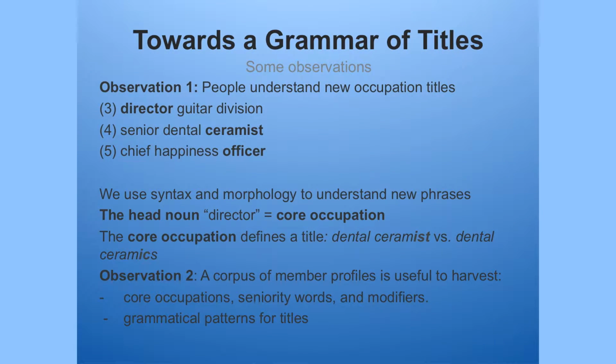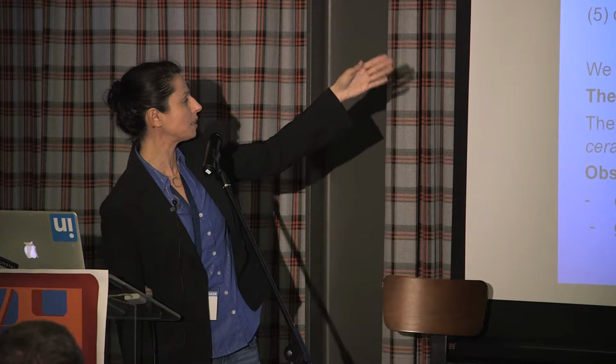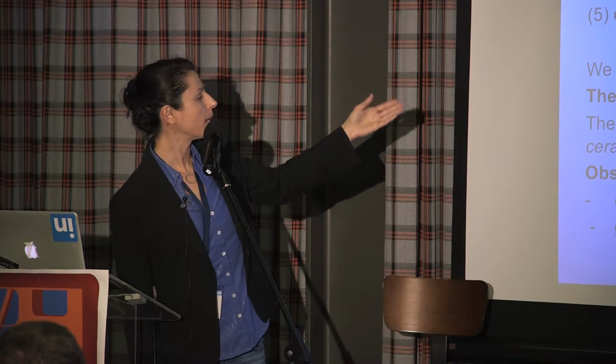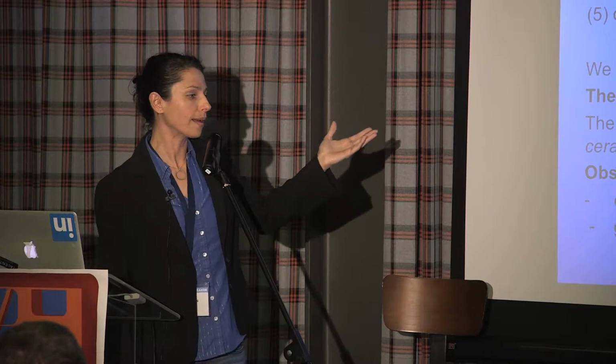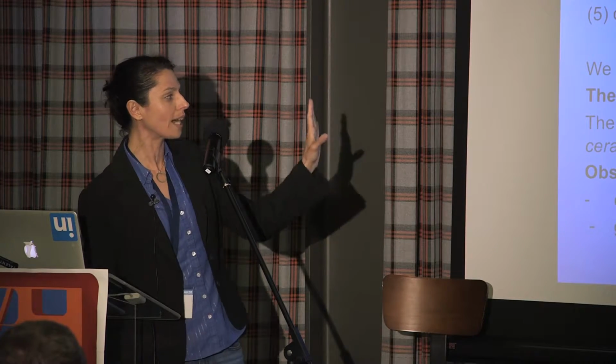So I will start with some observations. Observation 1 is that people usually understand some new phrase that they may not have seen before as a legitimate occupation title. So if you have never seen something like director of guitar division or senior dental ceramist, which I saw for the first time when I was preparing this talk, or chief happiness officer, you may not know exactly what this person does, but you know there's some sort of officer, some sort of ceramist, there's some seniority there, some importance. Or I call one of my cats chief laundry inspector. You don't know exactly what that means, but you get that it's a title.